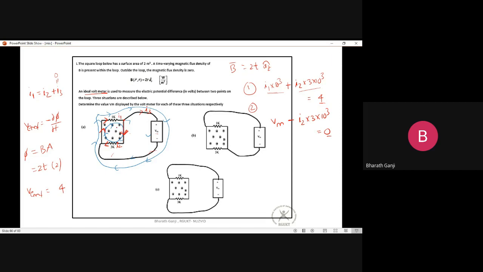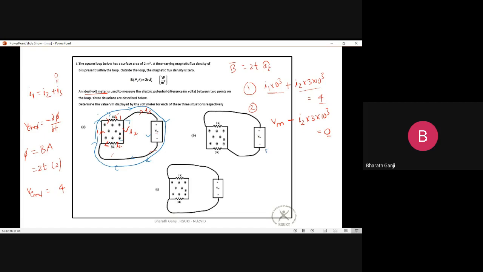But one last loop is remaining. Let us try to see what the last loop is. This is your current I2 and this is your current I1. Let me highlight the last loop. This is your last loop. The outer loop is your last loop.